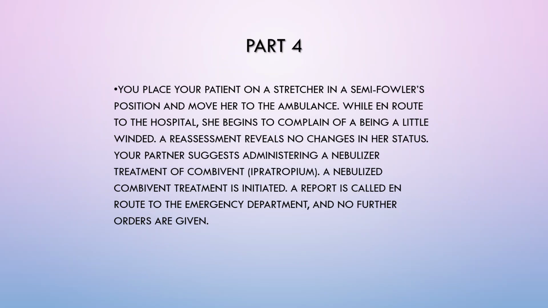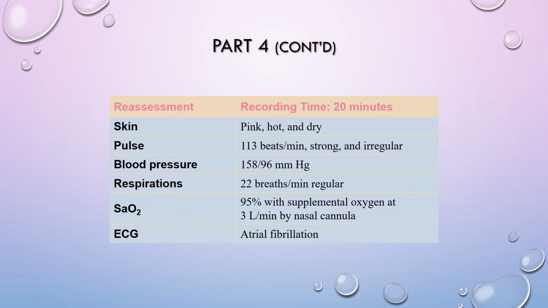Right, so you put her on the stretcher in semi-Fowler's, move her to the ambulance. While en route, she starts telling you she's a little winded. Reassessment shows no changes, and your partner suggests administering a nebulized treatment of ipratropium. All right, you start that and call in en route to the hospital, call and report, and right on to the hospital. Blood pressure's come down a little bit. Nothing else has really changed a whole lot.